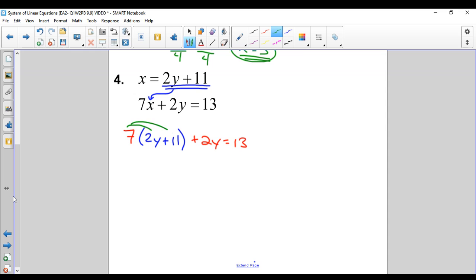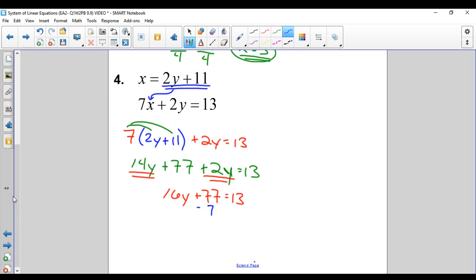We distribute. 14y plus 77 plus 2y equals 13. Clean things up, combine like terms, and then work on getting y by itself. Keep rolling, subtract. We get -64, and then y equals -4. There's half your solution. We have what y equals.